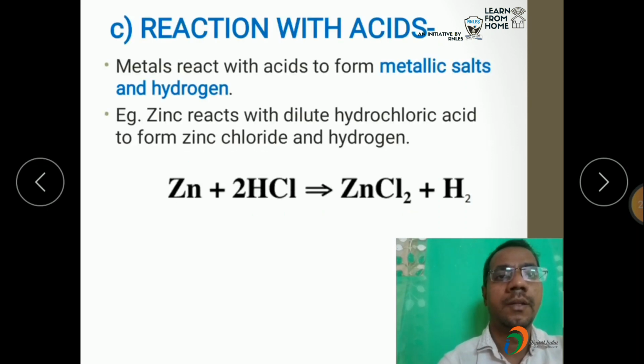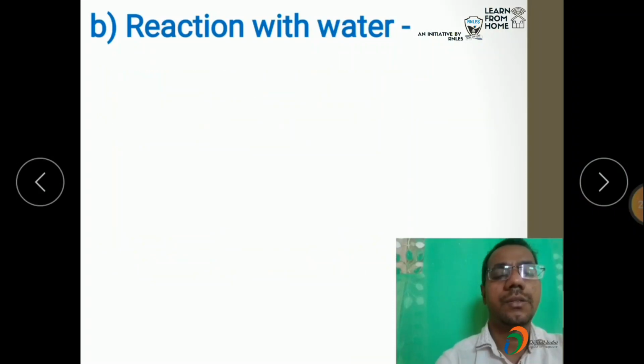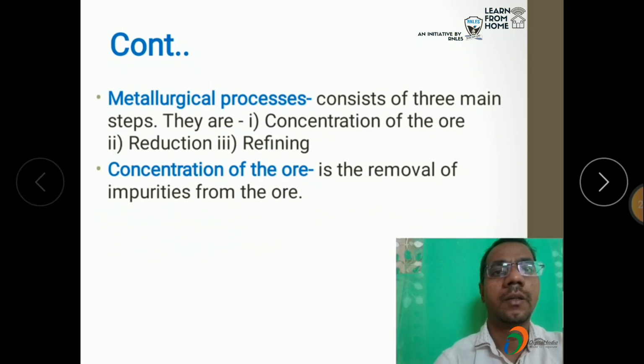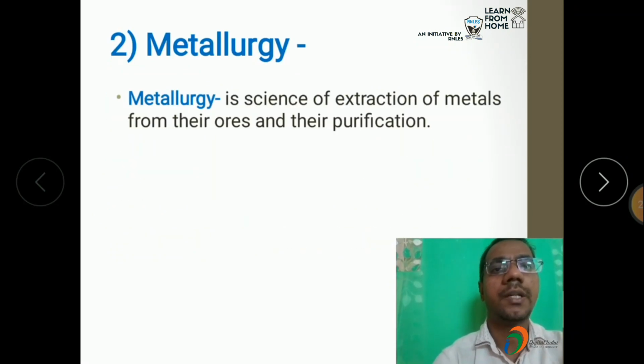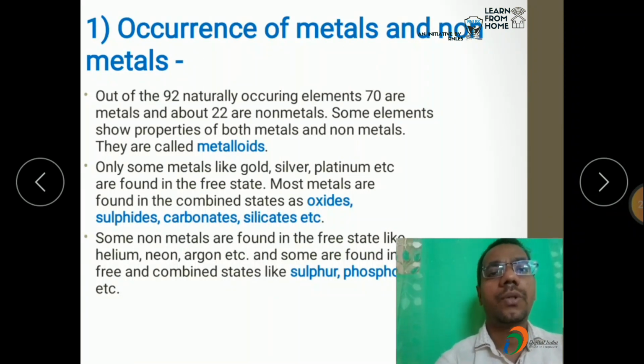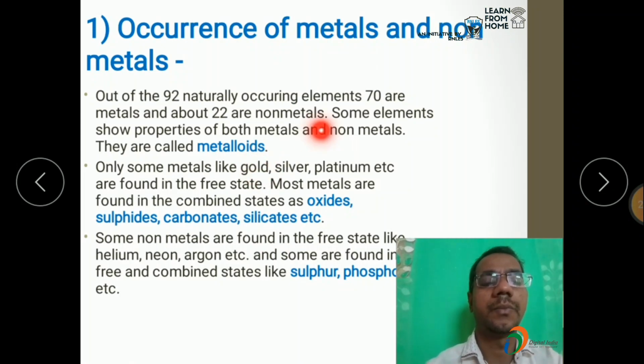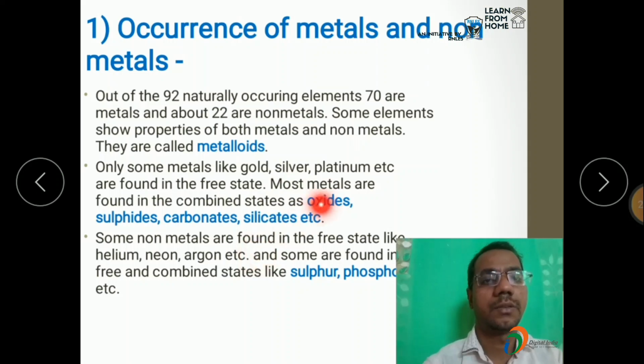Okay, again we will revise what exactly we learned in today's lecture. So we have a total of 92 naturally occurring elements, among them 70 are metals, 22 are non-metals, and a few are metalloids. Few metals are present in a free state, few metals are present in a combined state. Same with the non-metals, they are either in the free state or in the combined state.